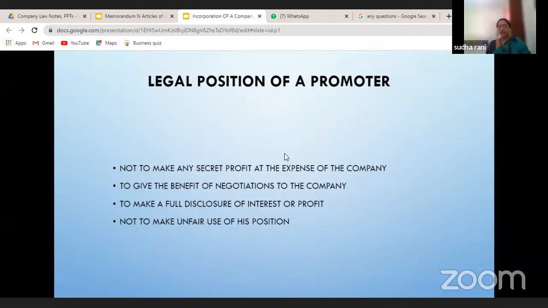Okay, so these are some legal positions of a promoter. One, he should not make any secret profit out of the expenses of the company, and he should always think about getting benefit to the company in whatever purchases he makes, that is, negotiations. Make full disclosure of interest or profit, if any. Not to make unfair use of his position.